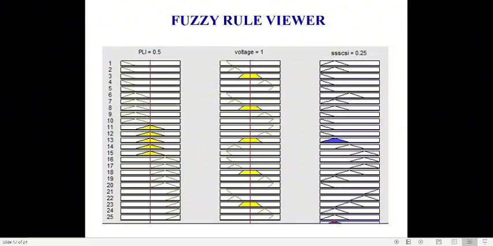Fuzzy rules: as we have considered 5 by 5 rules, there are 25 rules. This first one is for the input variable power loss index, and it has a triangular waveform. The second one is for the input variable voltage, and it has a combination of both triangular and trapezoidal waveforms. The third one is the output variable graph. The color shaded region indicates the correct optimal location of the DG. Whenever we move this red line, the region of the color shade varies. By that we can decide the optimal location of the DG.